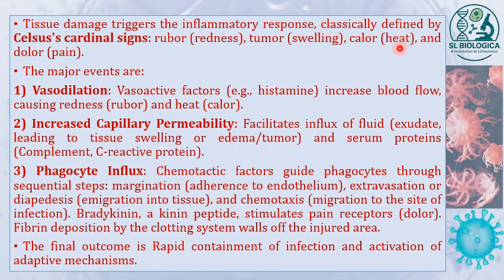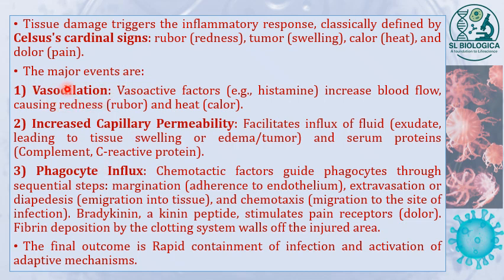You must have observed some kind of heat generation in the affected or the inflammatory regions. You must have sensed that thing. So that is the calor. And the last sign is dolor, that is pain sensation. So the major events that is associated with the inflammatory response are vasodilation, increased capillary permeability and the phagocyte influx.